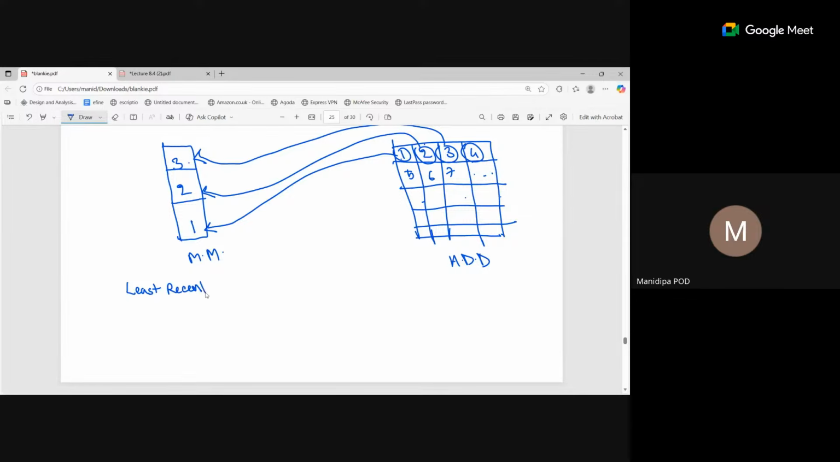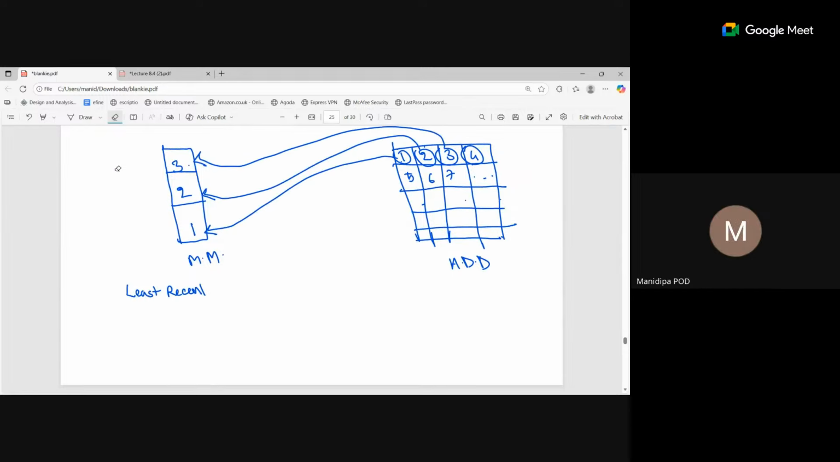Ma'am, I just don't understand this part. Which part? Like why we need this page replacement policy? When you replace 1, it missed. When you replace 2, it missed. Why did it miss? I'll tell you in 1 second. Wait. Least recently used, or LRU.